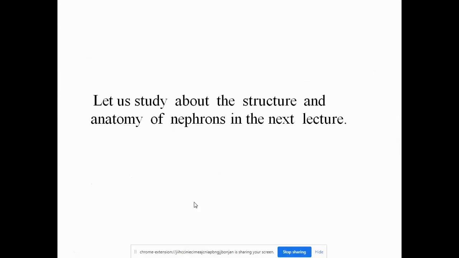So, this is the histology and anatomy of the kidneys. Let us study the structure and anatomy of nephrons in the next lecture.